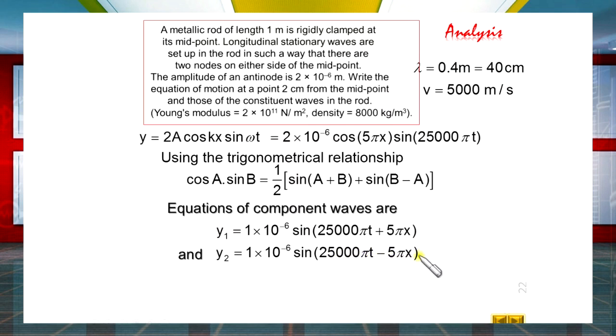So these are the two constituent waves, and we can observe these two waves are moving in opposite directions. This value is the amplitude of the progressive wave, which should be equal to half of this value. This value is 2 into 10 to the power minus 6, so this value a should be equal to 1 into 10 to the power minus 6 meter. So these are the constituent waves.